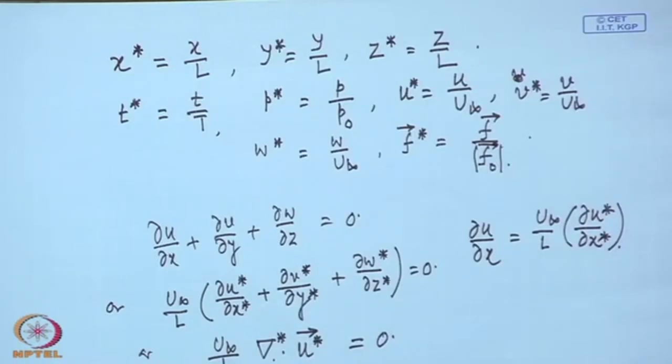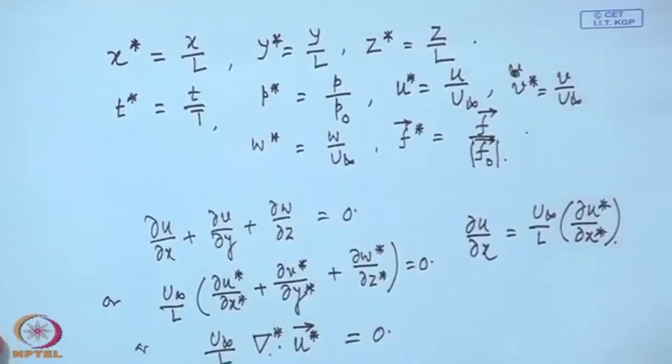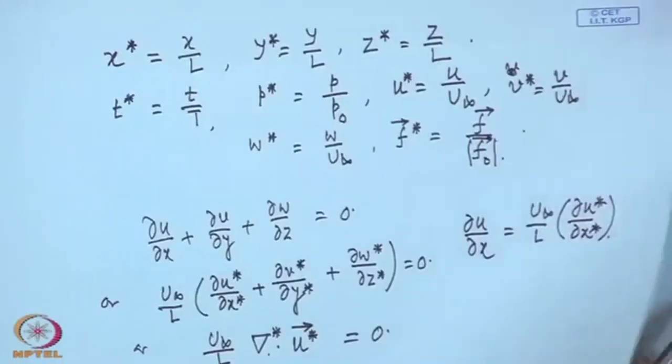Now, looking at this equation, we see that we cannot find any situation where we can say that one term will be larger than the other. In a general situation, we cannot tell that one term will be much larger than the other, because all are multiplied by the same parameter, u infinity by L, and all are similar types of terms. So, there is no way by which we can say that one term will be much larger than the other. We cannot find any condition in which that will happen. So, there is no possible way to simplify the continuity equation. Now, let us come to the momentum equation.